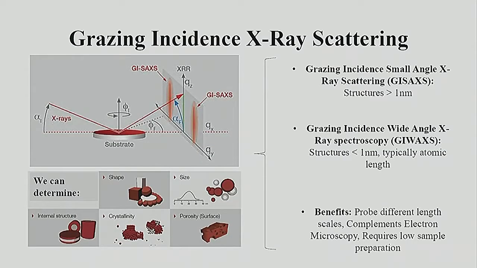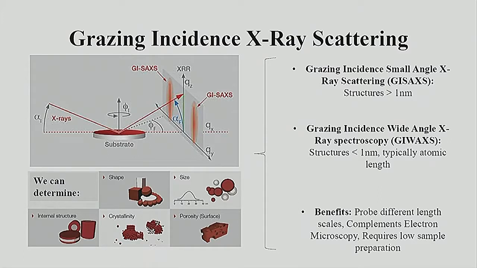All right. So we just had a talk about SANS and SAXS. Those are transmission mode techniques. Now I'm going to move and talk about the Grazing Incidence X-ray scattering. So Grazing Incidence X-ray scattering comprises several techniques that can be used to study nanostructures in both solids and liquids in a non-destructive way. So the way that these nanostructures scatter X-ray is very similar to traditional X-ray diffraction.